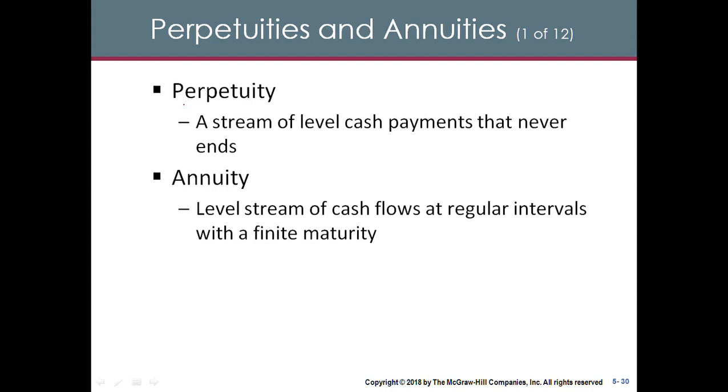If that is the case, then instead of calling them multiple cash flows, they could be called an annuity or a perpetuity, depending on two important things. Both annuities and perpetuities are level cash payments. That means the same amount of cash payment in every period. But in a perpetuity, this payment never ends. It goes on forever. While for an annuity, it's a level stream of cash flows at regular intervals with a finite maturity. That means you know when that payment is going to end, maybe after 5 years or 10 years or 20 years. But in a perpetuity, it goes on forever.